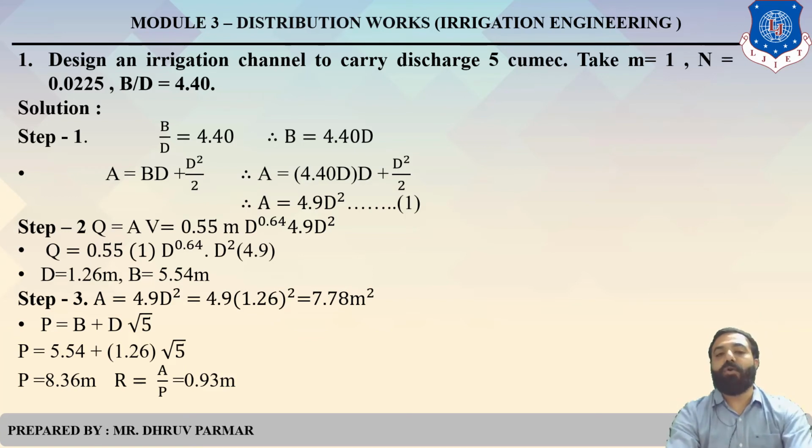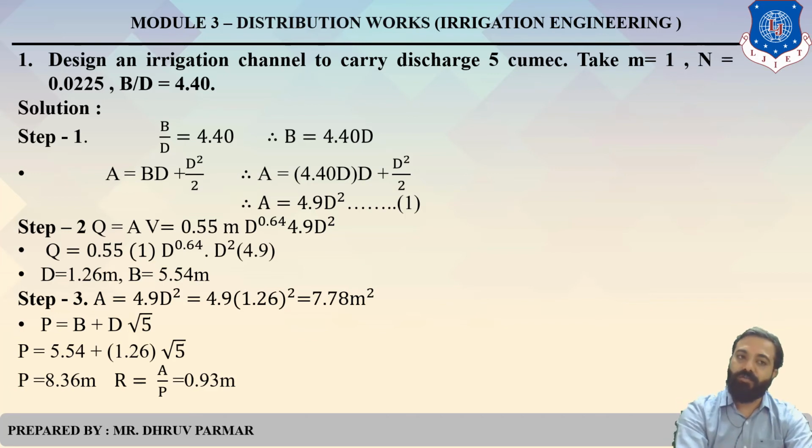And the B by D ratio equals 4.4. So what are the solutions? Step 1: the B by D ratio is given, so we can write B equals 4.4 into D. The formula of area equals BD plus D square by 2, so you can put this value of B in the area. So we get A equals 4.4 D into D plus D square by 2. So we get area in terms of D as 4.9 D square. That is equation 1.